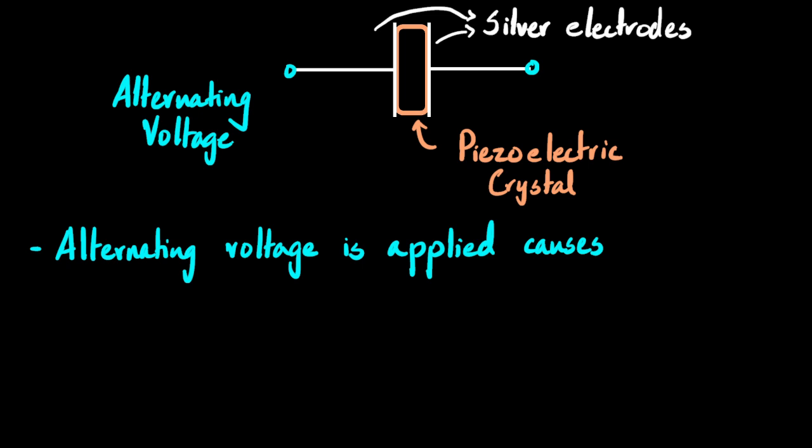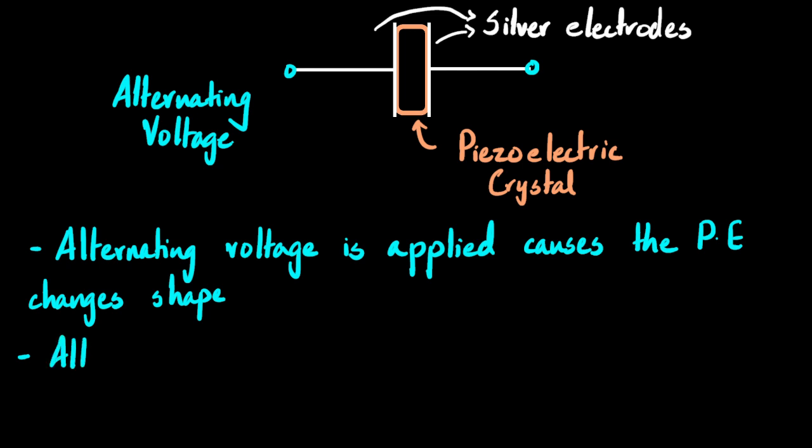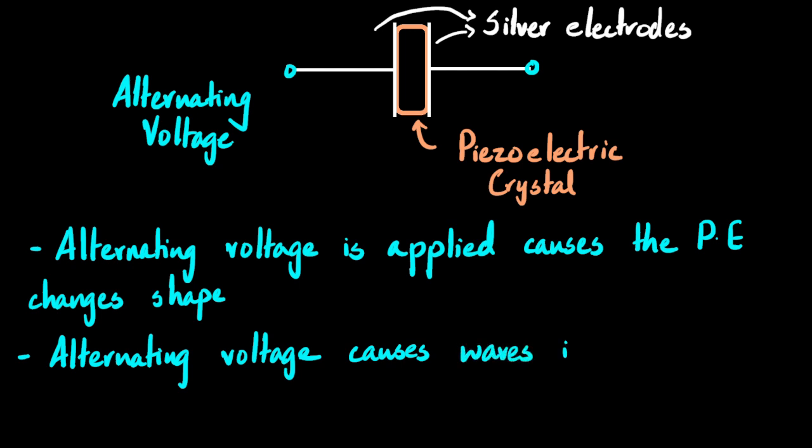So when the alternating voltage is applied, the piezoelectric crystal changes shape. P is short for piezoelectric, so it changes shape. Because the alternating voltage is alternating in its magnitude and also in its direction, the shape is consistently changing, so it might be compressed at some points and then it might expand again. So the alternating voltage basically causes waves, or you can say sound, in the ultrasound region to be produced.